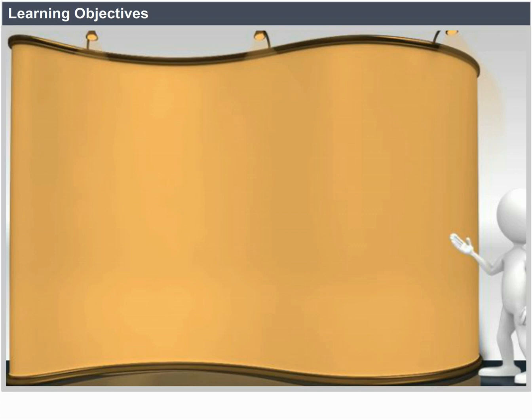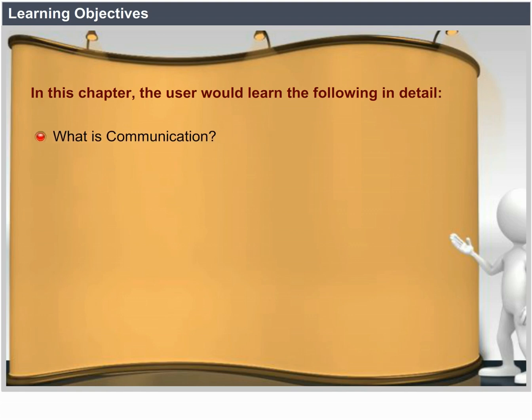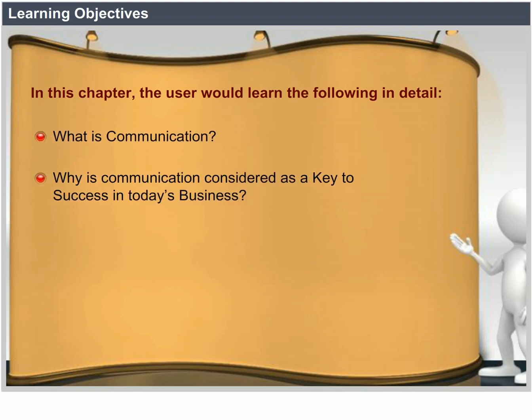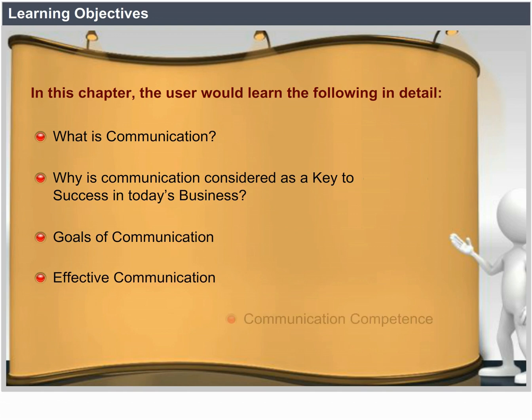Learning objectives. In this chapter, the user would learn the following in detail. What is communication? Why communication is key to success in today's business. Goals of communication. Effective communication. Communication competence.